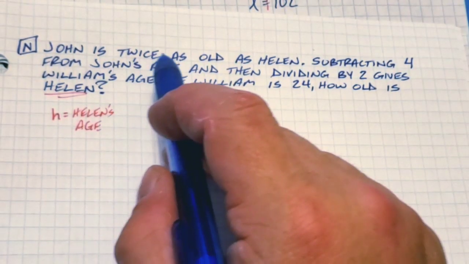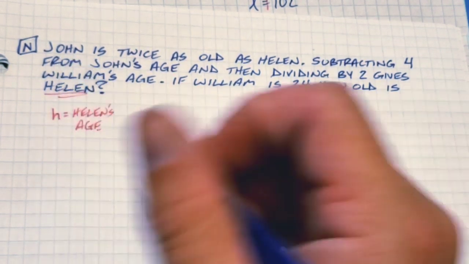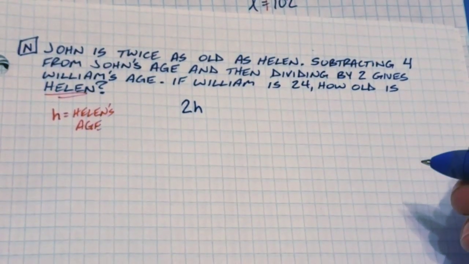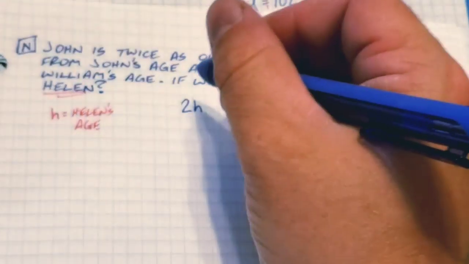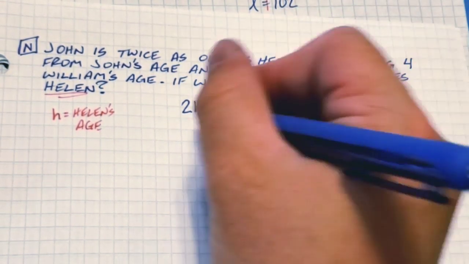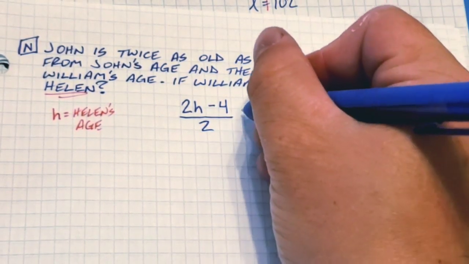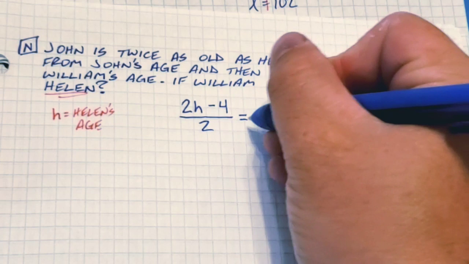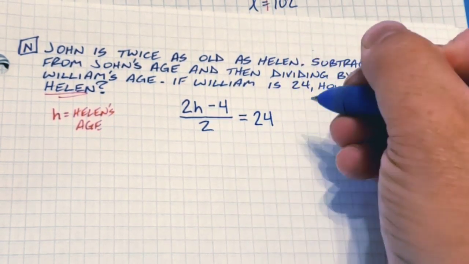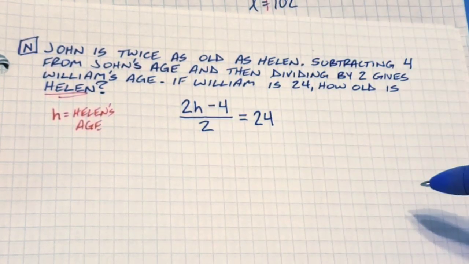John is twice as old as Helen. Helen is H, so how old is John? John is 2H. All right, subtracting 4 from John's age. Well, this is John's age. So subtracting 4 from that and then dividing by 2, it says, gives you William's age. So that equals William's age. If William is 24, how old is Helen? So if we want to know how old Helen is, all we got to do is solve for that H.